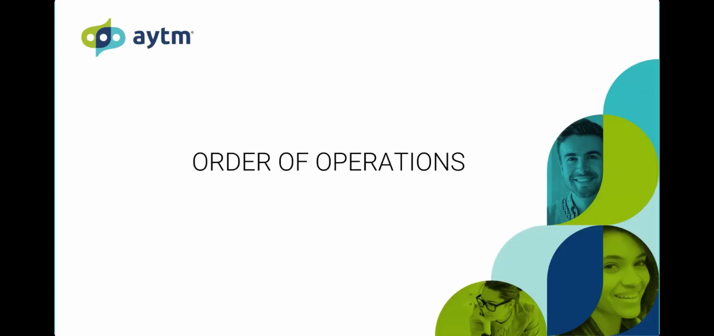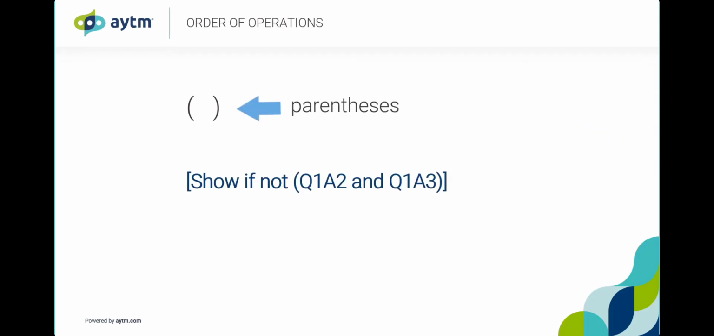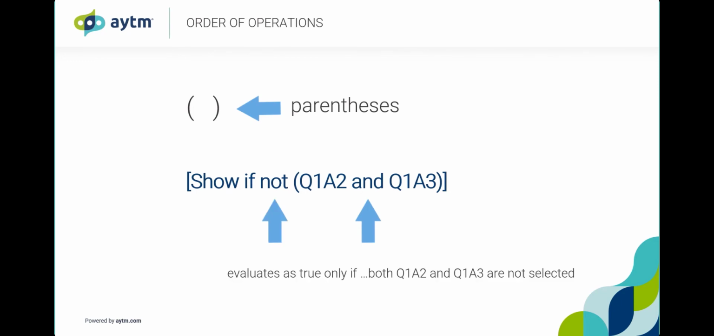Order of operations refers to the ability to tell the platform in what order you want your logic statements to be processed. You can use regular parentheses to group conditions together. The parentheses in show if, not Q1A2 and Q1A3, describe a situation where both the second and third answers for Q1 were selected. And that not that comes before it applies to the entire statement inside the parentheses. Therefore, Q1A2 and Q1A3 must both not be selected for the statement to execute.